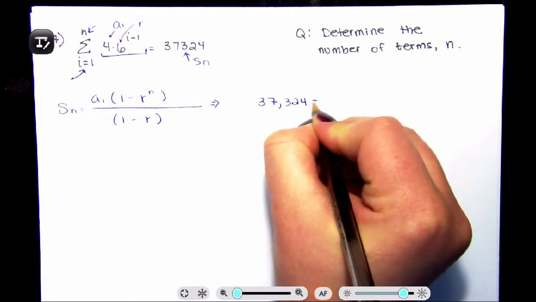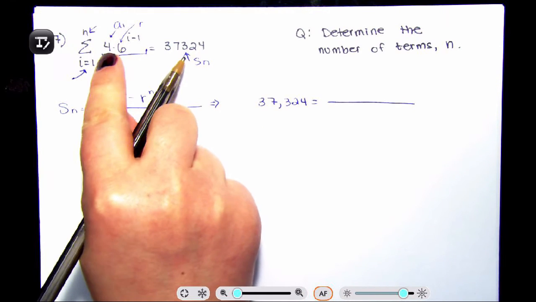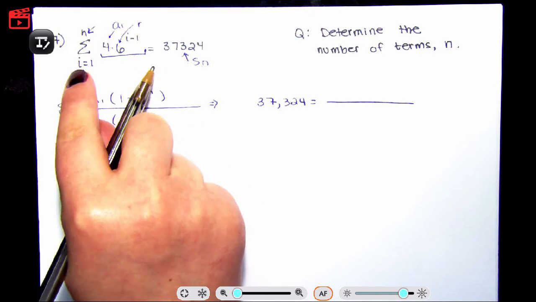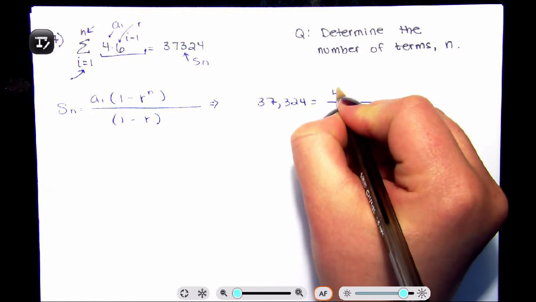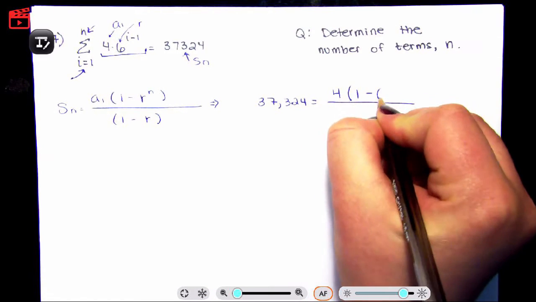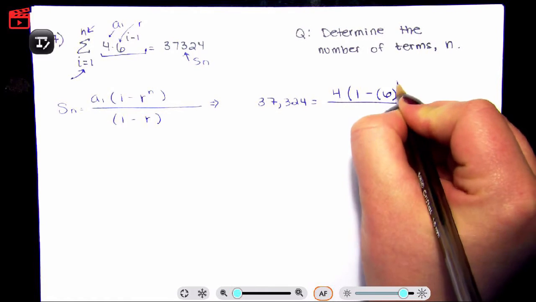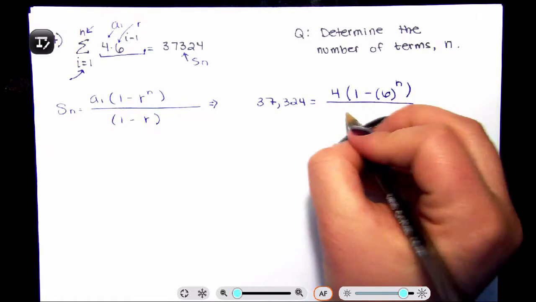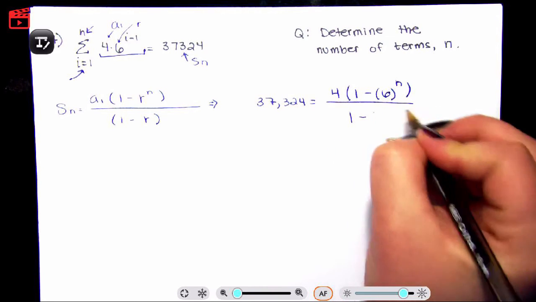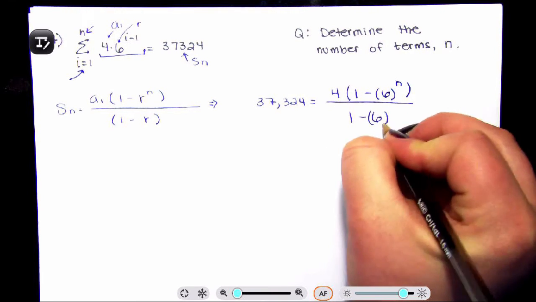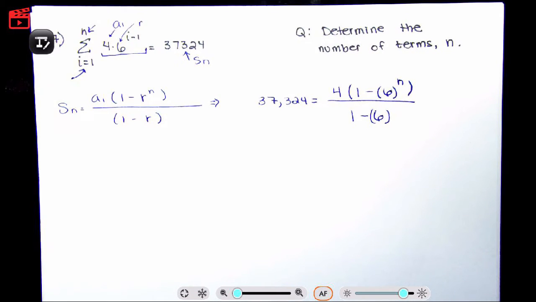37,324. That's equal to a sub 1. We got that here. And again, if you're not sure what a sub 1 is, take your lower limit, plug it in, and you're good to go. So a sub 1 is 4 times 1 minus r to the nth power. We don't know what n is, so we leave it. And then 1 minus what is our r value? Again, I always feel like a pirate when I say that. Our r value is 6.